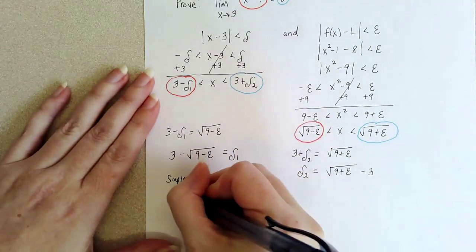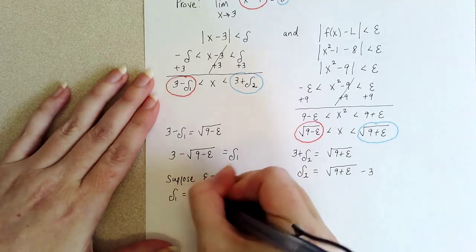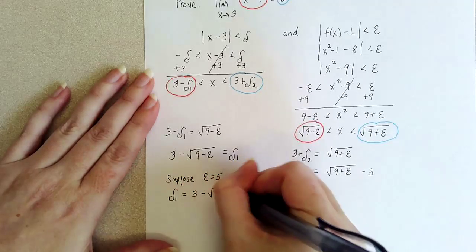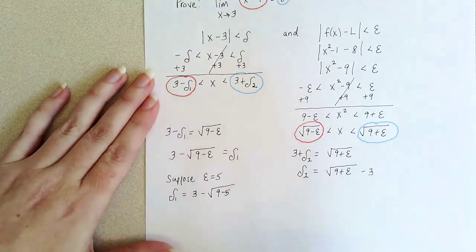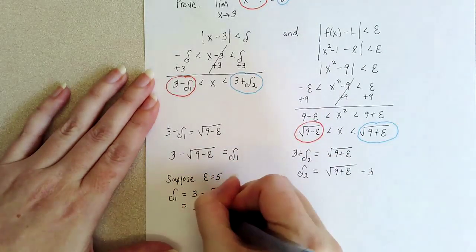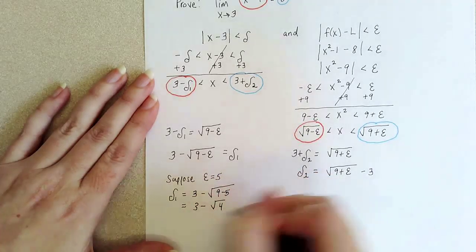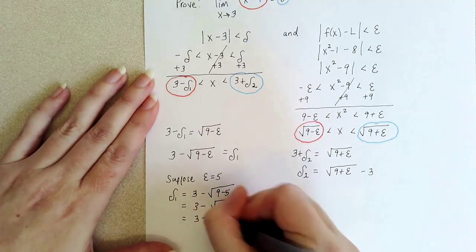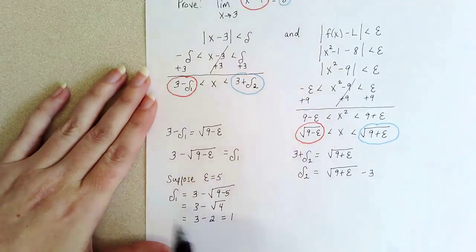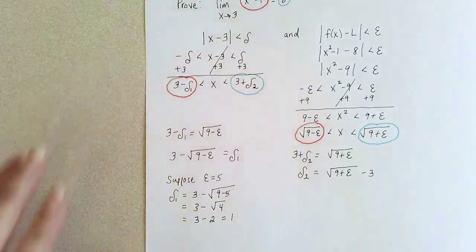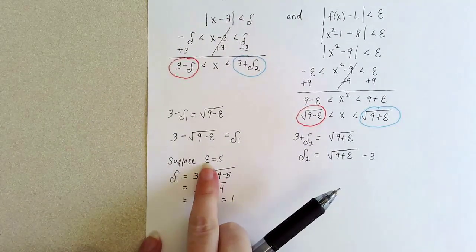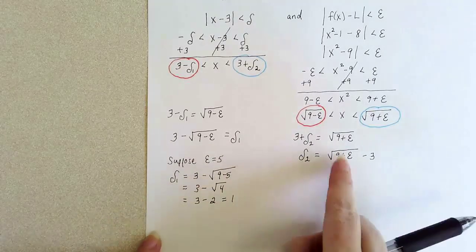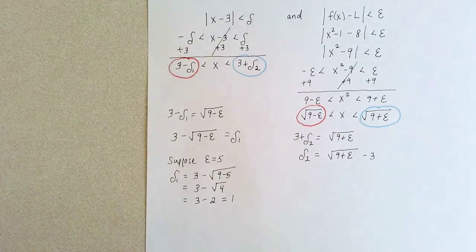then for my delta 1, that would be equal to 3 minus the square root of 9 minus, and then I'm plugging in 5 for the epsilon, which would be 3 minus the square root of 4, which is just 3 minus 2. And so my delta 1 would be equal to 1. And so I'm not actually doing this to say my delta 1 is equal to 1. I'm doing this by plugging in the epsilon is equal to 5 into both of these pieces. It's going to let me determine which delta is the smaller one, and then I'm just going to use that.